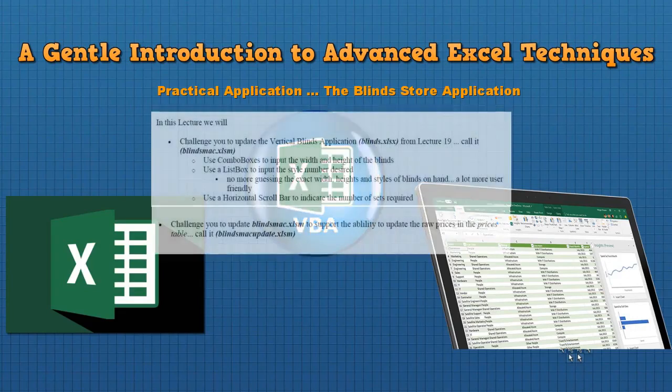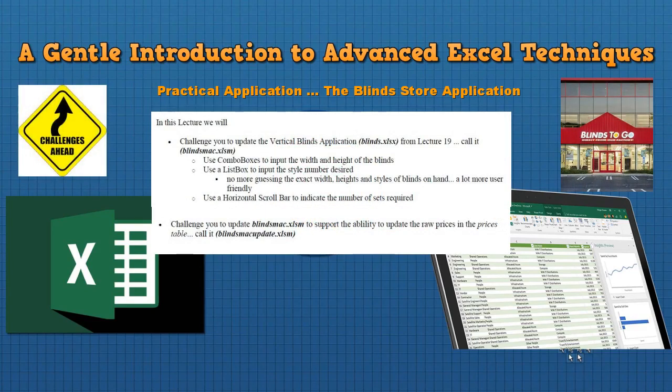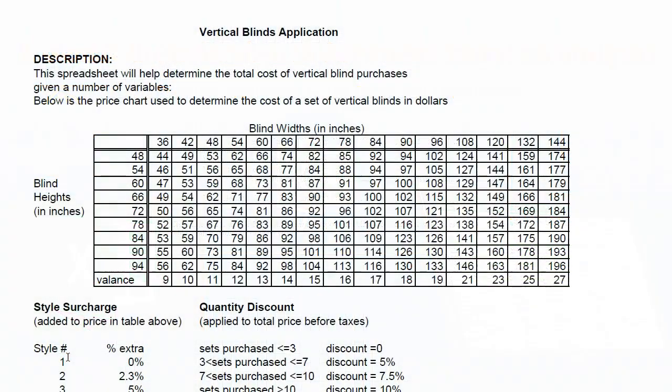In this lecture, we're going to focus in on the blind store application that we need to fix. It's not very friendly, and we're going to introduce the horizontal scroll bar along with it to make our selection of the quantities a little bit unique. Just to jog your memory, when we were working on the section on the index command and VLOOKUPs, I gave you this problem for a fictitious store that sells blinds for people's houses.